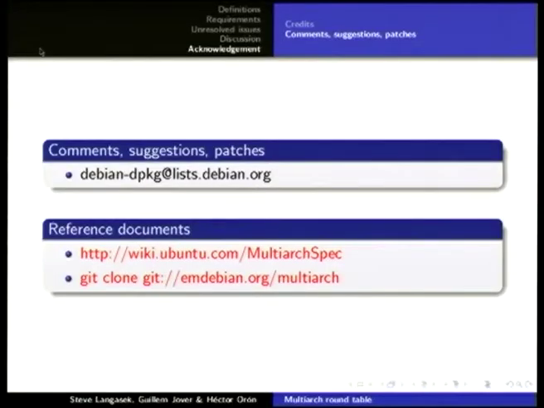Any comments, suggestions, patches, whatever, we have the Debian dpkg list, and if you haven't read the specification, we have it on the Ubuntu wiki, and you can get this presentation by cloning the Debian Git repository. And that's it. I don't know, you.